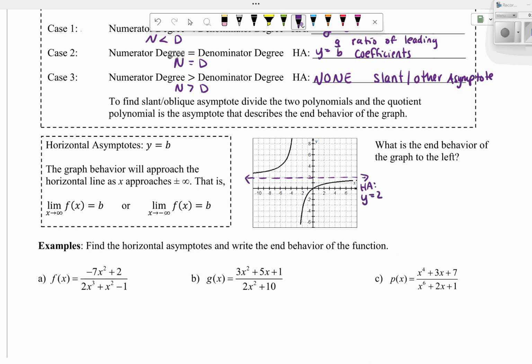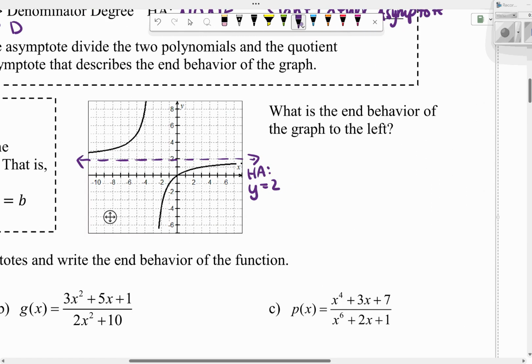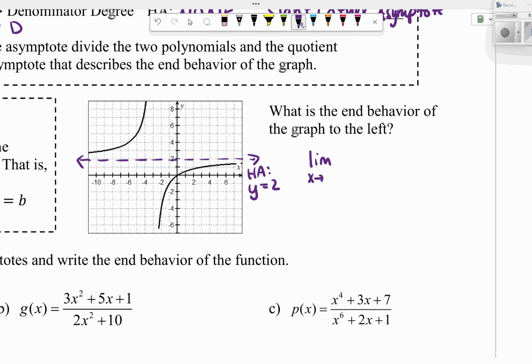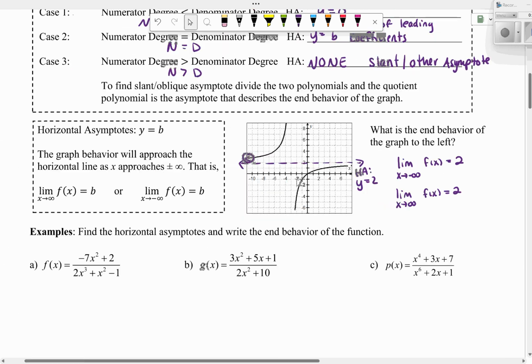So we're going to use our limit notation to write this. The limit as x approaches negative infinity for the function f of x: what are your y values doing? They're going towards this horizontal asymptote 2. And the limit as x approaches positive infinity for the function is also approaching 2. So that would be how we would write our limit and end behavior for this.